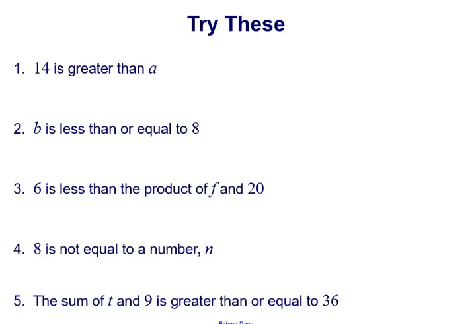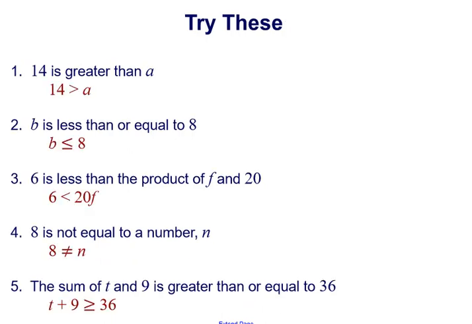So let's try these. We have 5 examples here written in words, and we want to translate them to the inequality. So for number 1, we have 14 is greater than a. So we have 14, here's the greater than symbol, and the variable a. We have number 2, b is less than or equal to 8. So we have b and 8, and in between is the less than or equal to symbol.